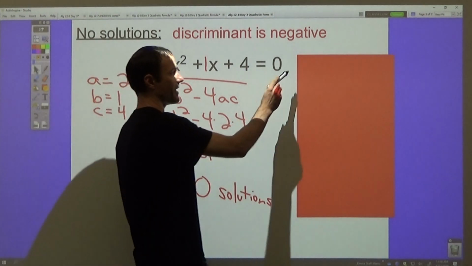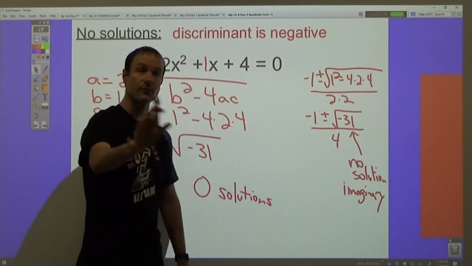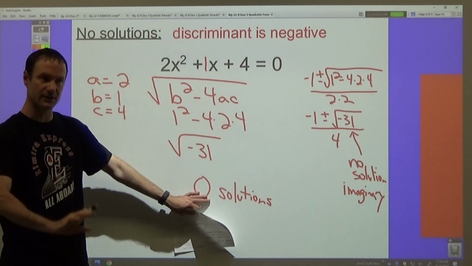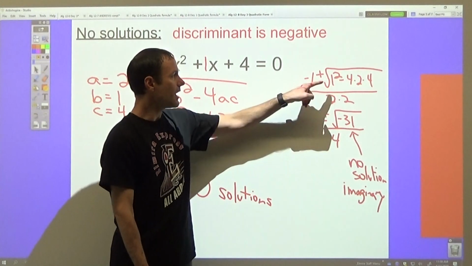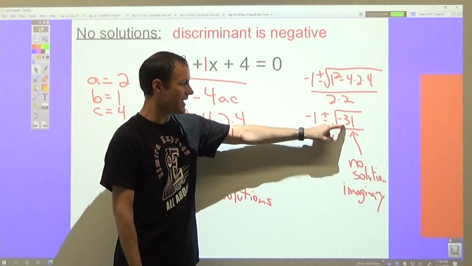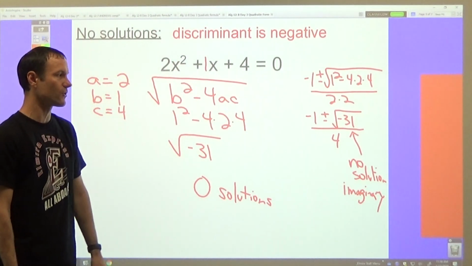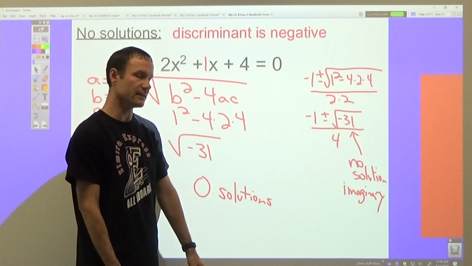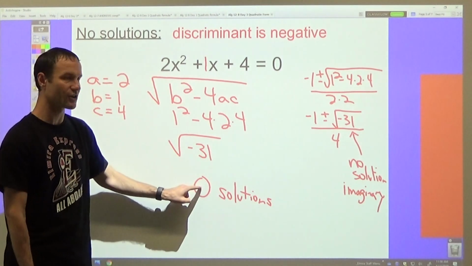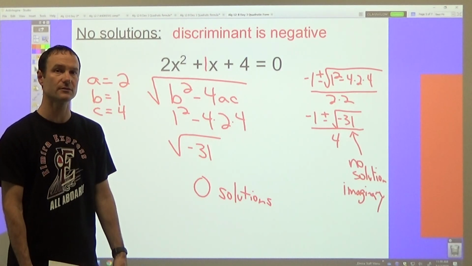If you actually took that and subbed it into the quadratic formula, which you don't need to do, because when it's negative you could just leave it as 0 solutions, because there's no answer. But if you did that, you'd end up with this, and again, when you take that square root of negative 31, you can't do it. It's an imaginary number. There is no solution. So 0 is the number of solutions.